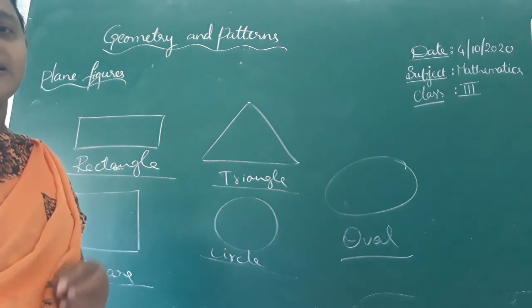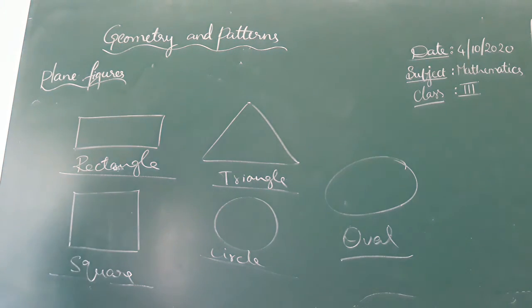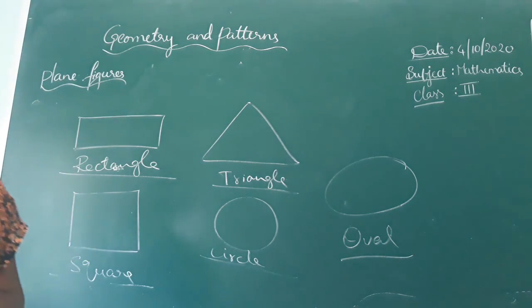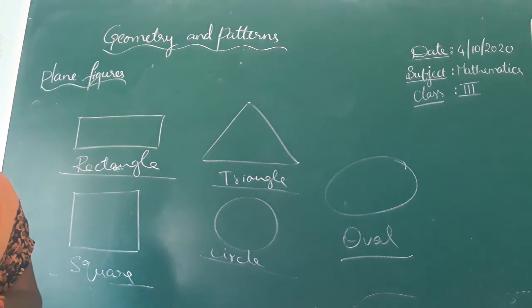Okay, children, in the next class we will meet again. In the next class I will discuss with you the solid figures. Solid figures means the figures which we cannot draw on a paper, unlike our circle, rectangle and square. We will discuss that later in the next class.